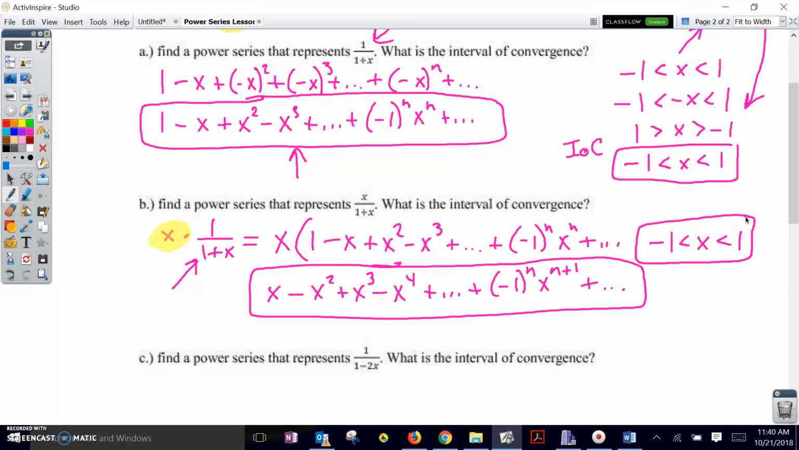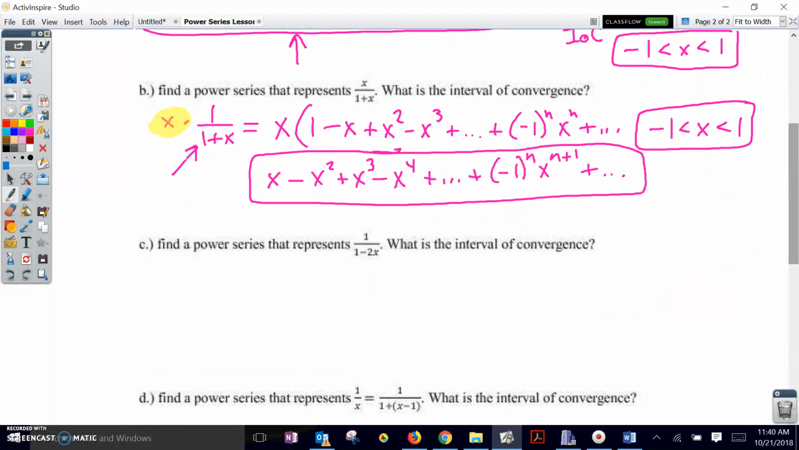All right, let's go ahead and look at part C. Find a power series that represents 1 over 1 minus 2x. What's the interval of convergence? Let's do it the other way this time.